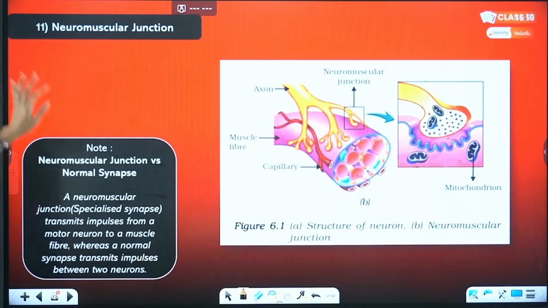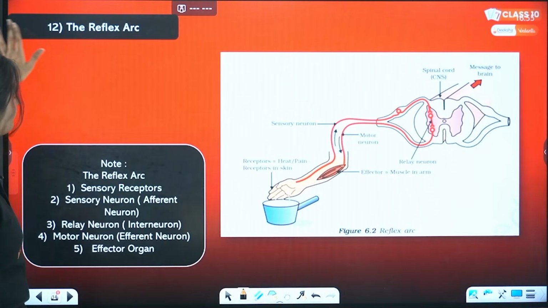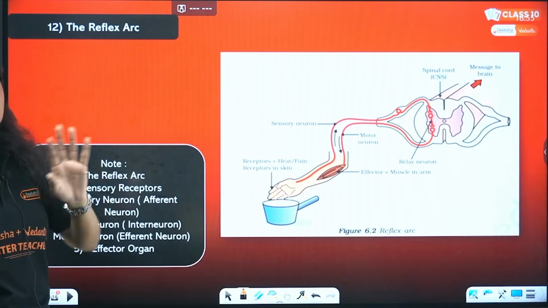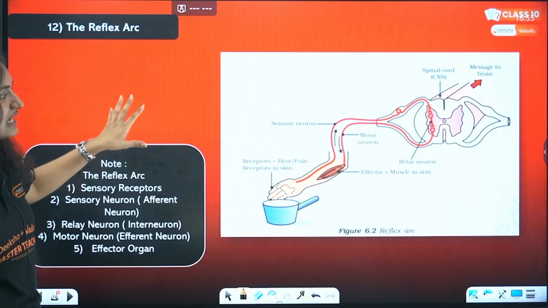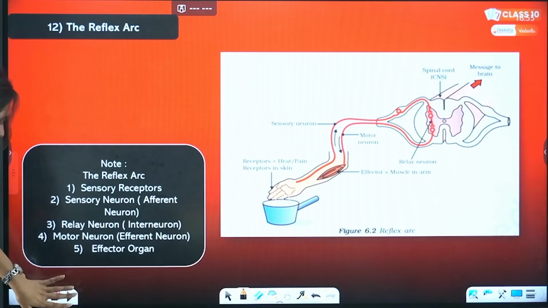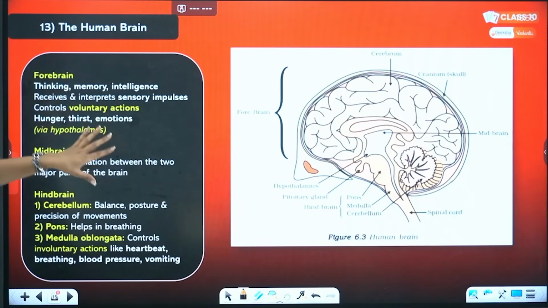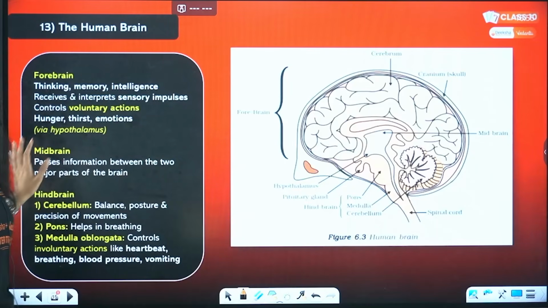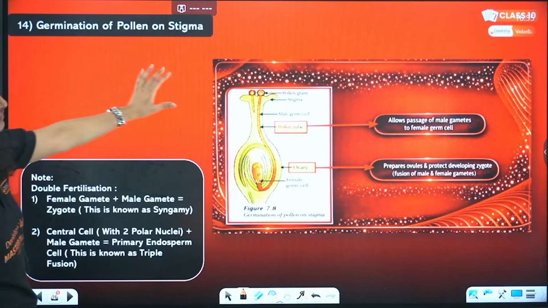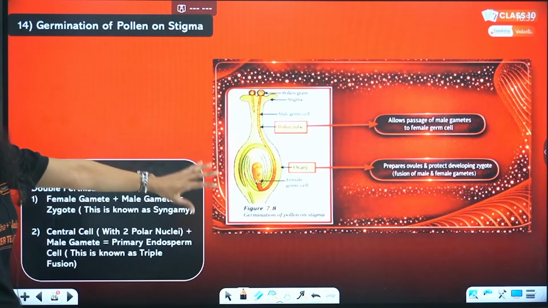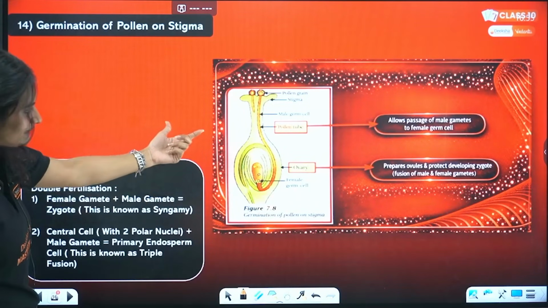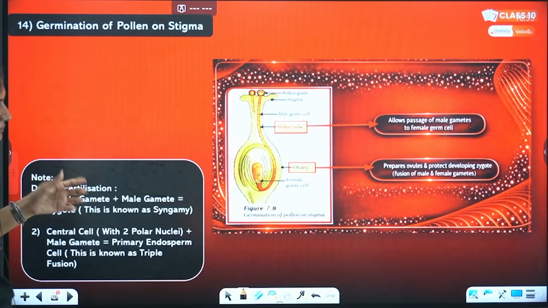Okay, what else do we have? We have the neuromuscular junction diagram, then we have the reflex arc. These are all the important diagrams, keeping in mind the previous year question papers and analyzing them. We have seen these diagrams come in your exam, okay? One or two questions will come from there. The human brain: how many parts are there, which part has which function, right? Midbrain, forebrain, hindbrain, right? Then you have the germination of pollen on the stigma. What are the different parts, what kind of fertilization, double fertilization, where is the female gamete, where is the male gamete, right?